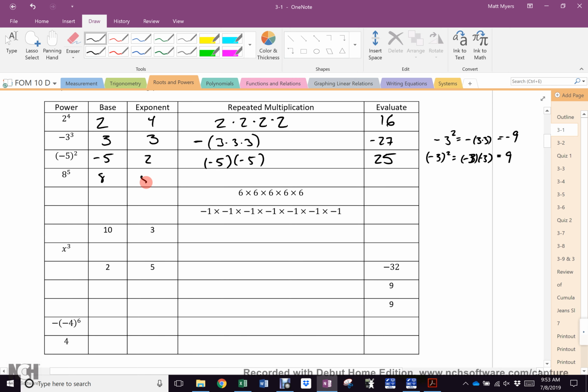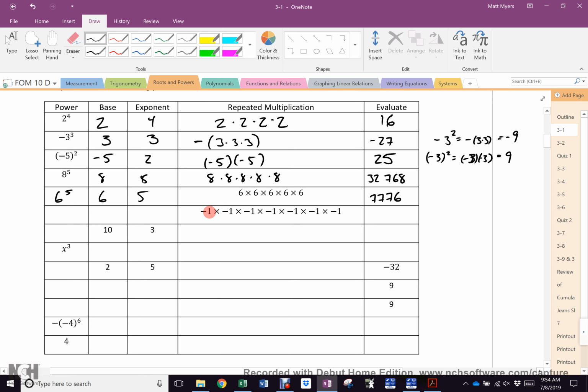This one, 8 times 8 times 8 times 8 times 8. And this is about literally the last time you will do this on your calculator. You will do 8 with your exponent button and 5. And I think it's like 32,000 something. But I don't remember. It's like 32,768 or something. Okay. What's the base? 6. How many times does it repeat? So what's the power? 6 to the 5th. And what's the answer? 7,776.